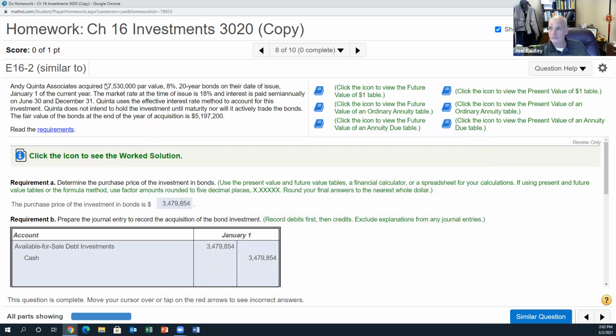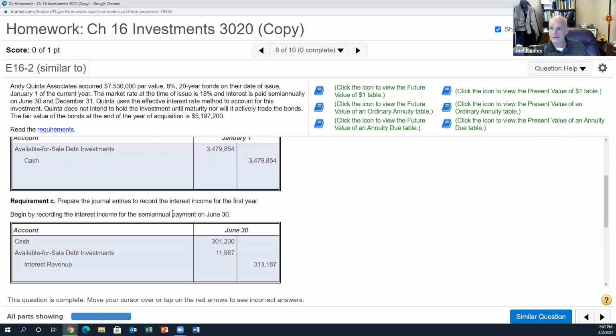3,479,854. That's a huge difference from the par value up here. But that's because you're only getting 8%. Me, as the one investing in these other companies' bonds, I'm only going to get 8% when the market's paying 18%. So that's why you see such a large discrepancy there. So 3,479,854 available for sale debt investments.